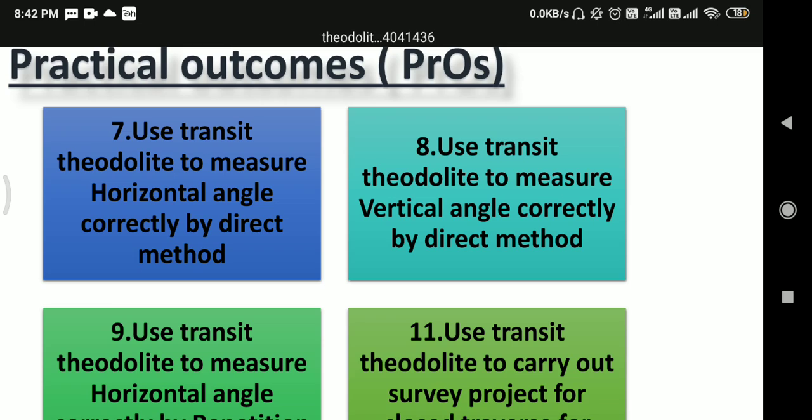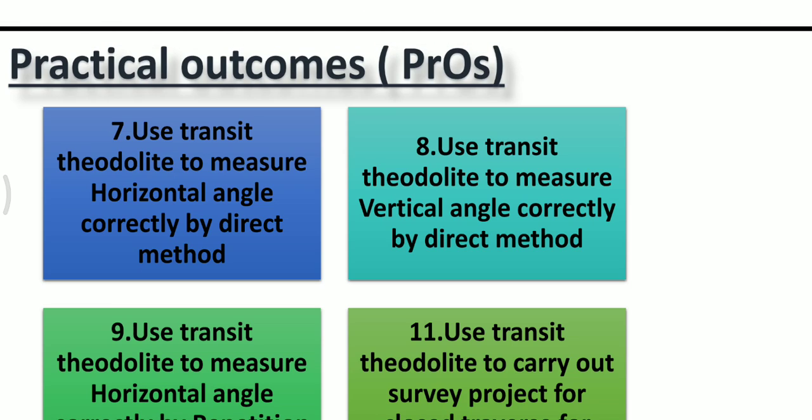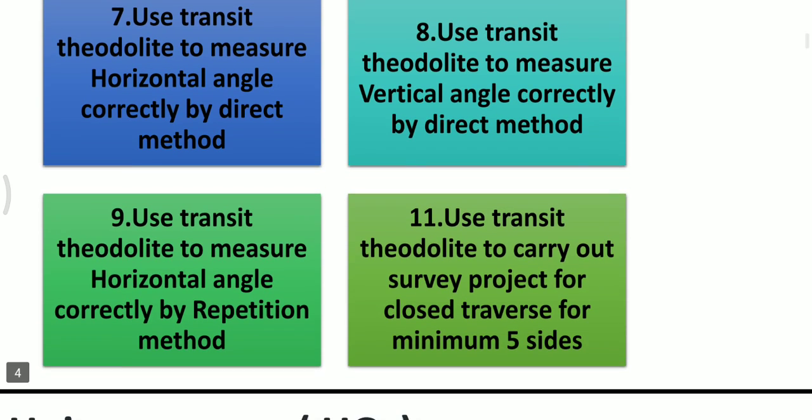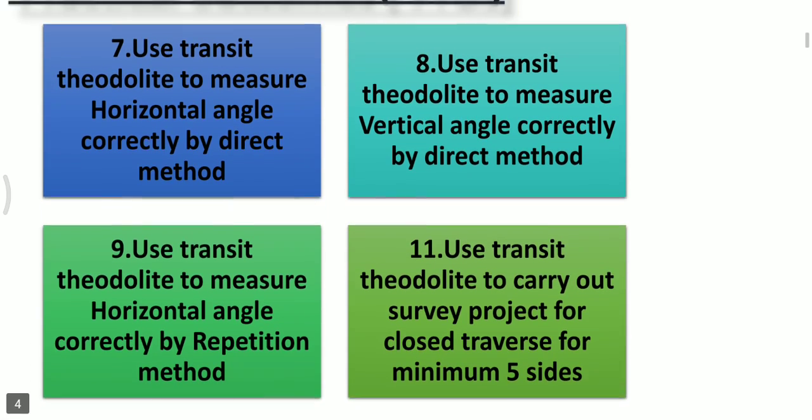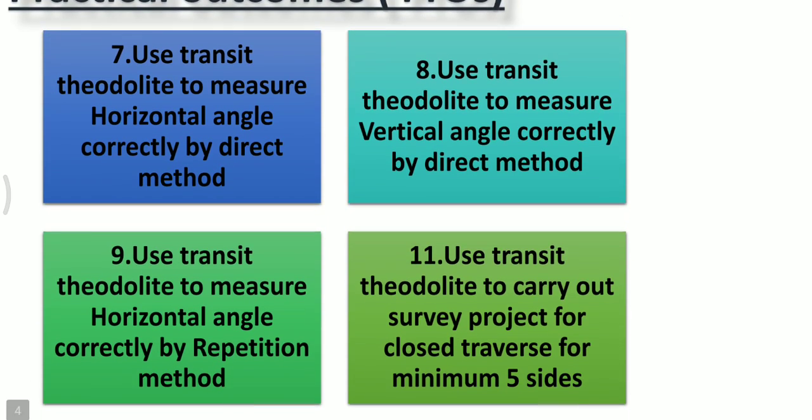Now, the practical outcomes, that means how many practicals we have to perform on theodolite surveying. First, use a transit theodolite to measure the horizontal angle correctly by the direct method. This is practical number one. Second, use a transit theodolite to measure the vertical angle correctly by the direct method. Third, use a transit theodolite to measure the horizontal angle correctly by the repetition method. And next, use a transit theodolite to carry out a survey project for a closed traverse survey for a minimum 5-side traverse. So these are the practicals performed with the help of the theodolite instrument.